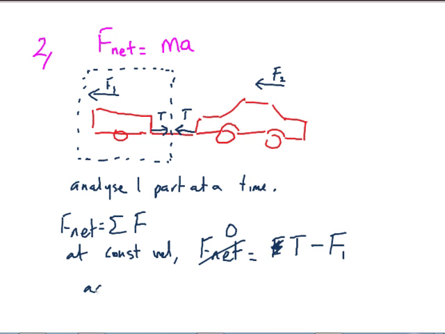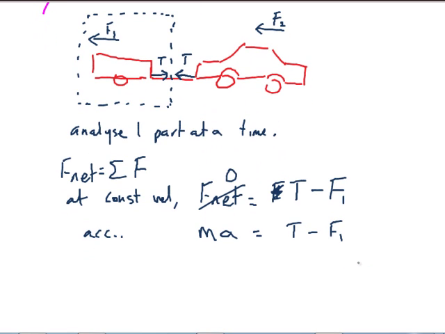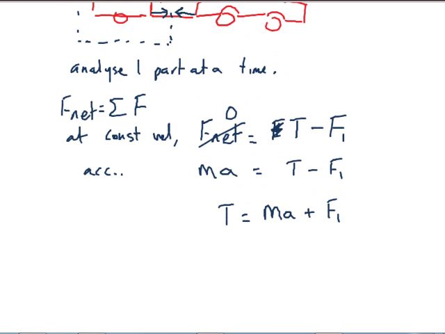If it's accelerating, then the mass of the trailer times the rate of acceleration will equal the tension minus the drag acting on it. You expect, if it's accelerating, that it's going to be putting more tension on the trailer. So T equals ma plus the drag. And then once you've calculated that, you can then go on and analyse the car.